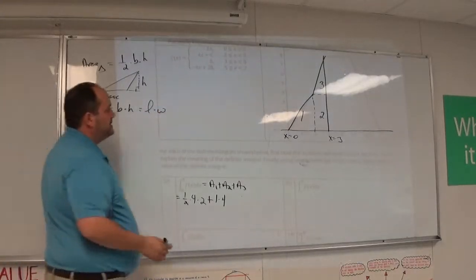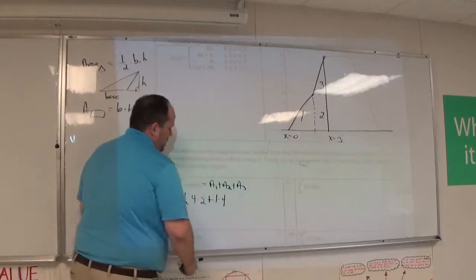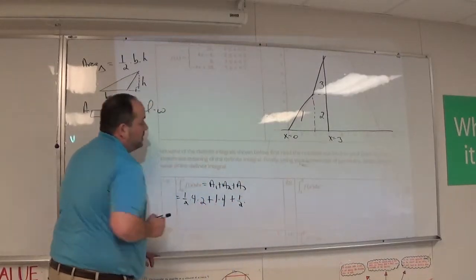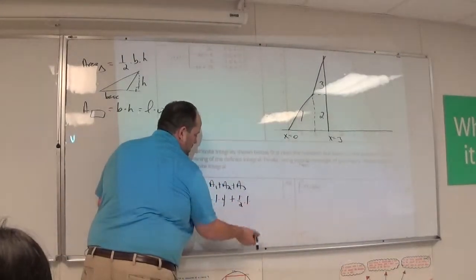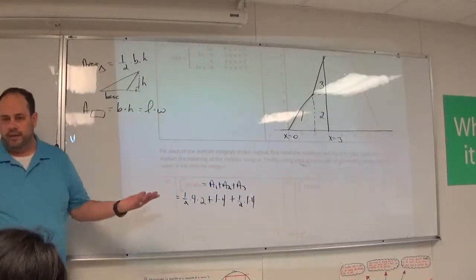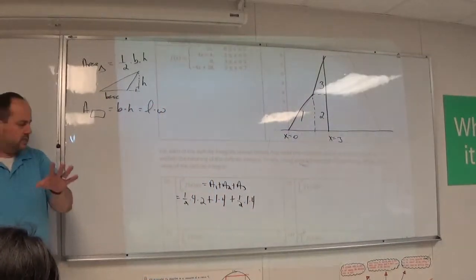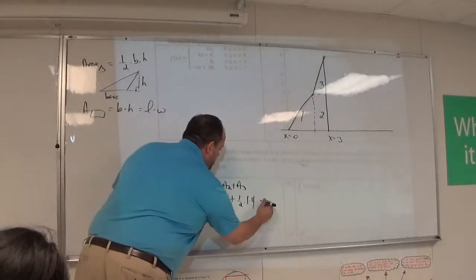Okay, how about this last one? What is it? 1/2 times 1 times 4, because it's a triangle, 1/2 base times height. Easy stuff. We've got this under control. Okay, what's that area? 10. Yes, this should be 10.